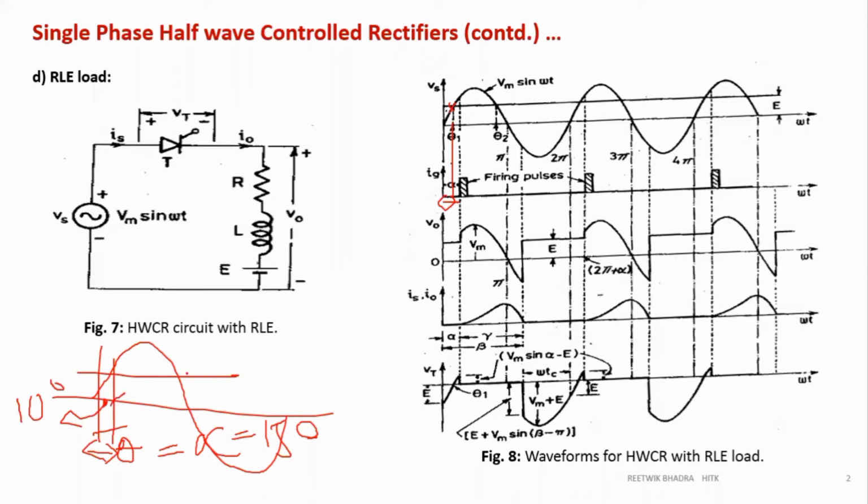So that is the main thing you have to determine for your alpha: what will be alpha and what will be theta. Theta is the minimum value of alpha. Anything beyond 15 degree you can give as a firing angle.